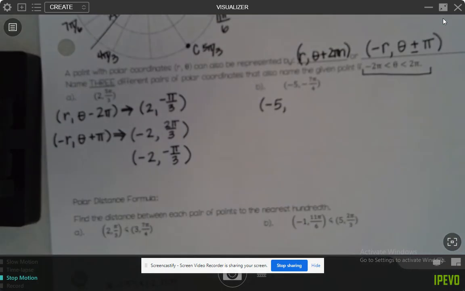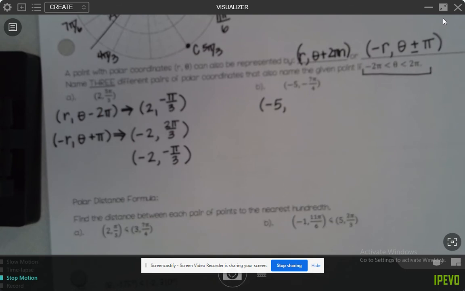Now, think logically here. My current angle is what? Negative 7 pi over 4. If I subtract 2 pi, am I going to be within where I need to be? No, I'm going to be way back, right? So can I subtract 2 pi at all? No, I need to do what?